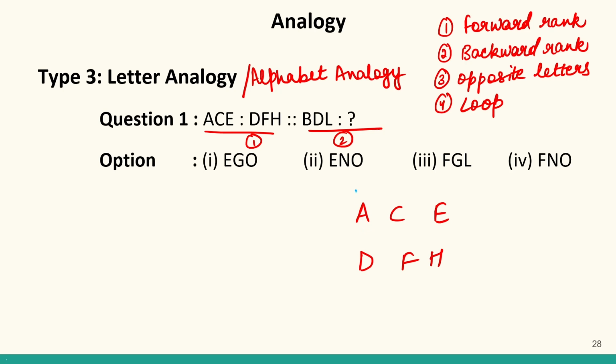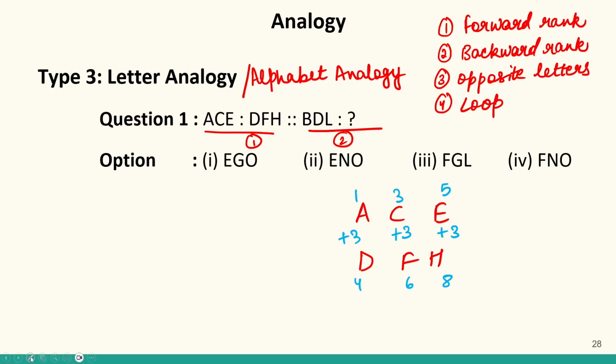From A to D, this is 4, so we are moving 3 positions forward. From here, we are moving, how many? We are moving 3 positions forward. And E is 5 and H is 8. Here also we are moving 3 positions forward.